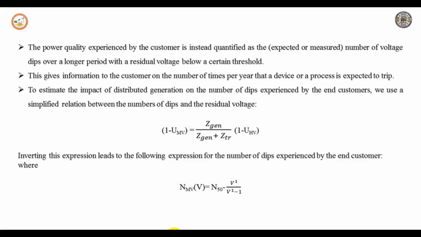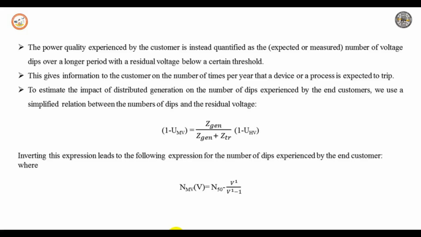To estimate the impact of distributed generation on the number of dips experienced by end customers, we use the simplified relationship between the number of dips and the residual voltage: 1 minus UMV is equal to Zgen divided by Zgen plus ZTR times 1 minus UHV. Inverting this expression leads to the following expression for the number of dips experienced by our end customers, where NMV of V is equal to N50 of (V minus 1) divided by (V minus 1). In the latter case, this expression is interesting because the ratio ZTR divided by Zgen can be easily linked to a percentage of distributed generation.